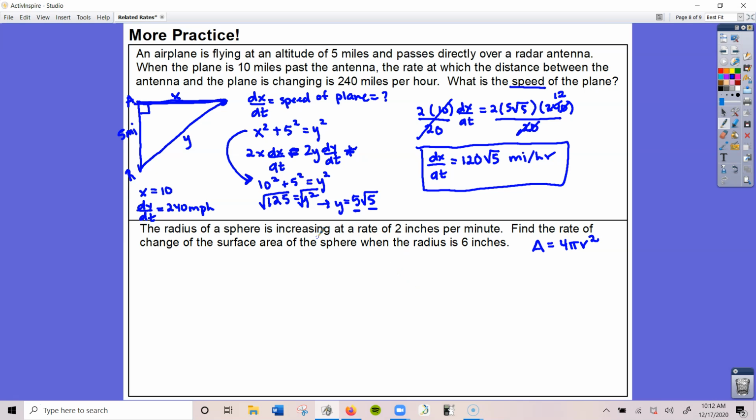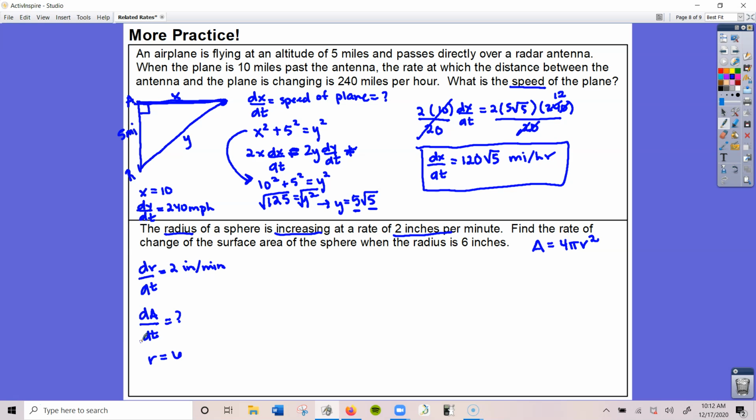So let's write down everything that we have. We have the radius is increasing at a rate of 2 inches per minute. So that is dr/dt, a positive 2 inches per minute. We are looking for dA/dt when the radius is equal to 6.